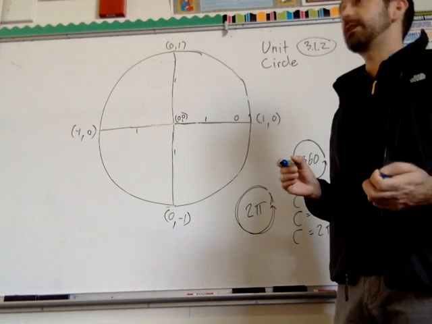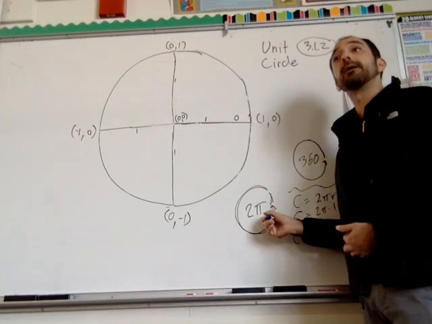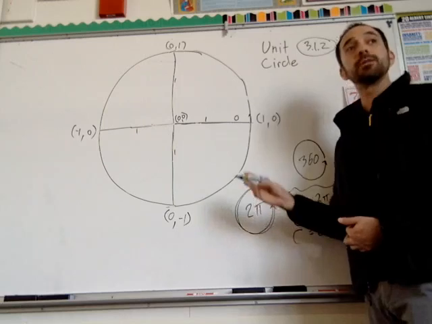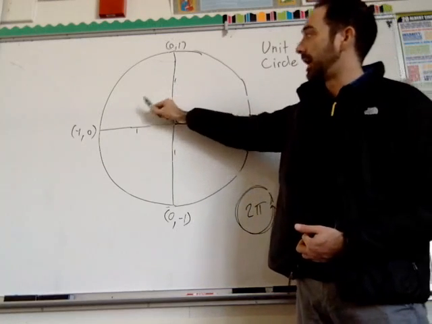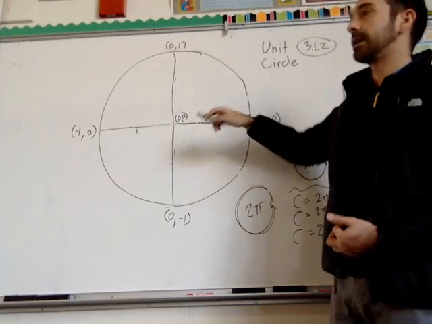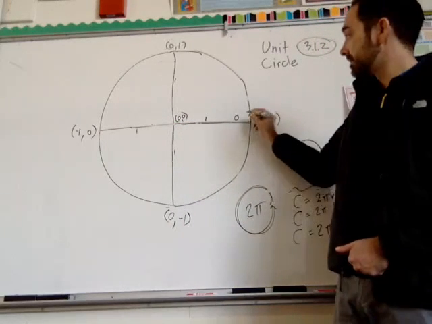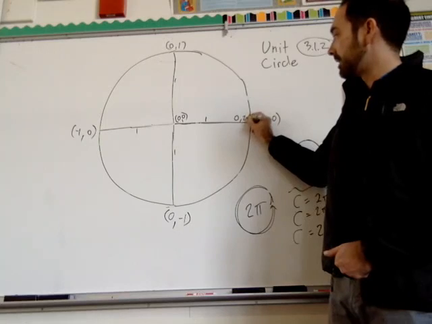Not degrees. Give me in radians. 2 pi. So if I rotate all the way around, here's 0 for radians. I go all the way around. I've gone 2 pi radians. Watch. I'm going to say this is 0. This is 2 pi.